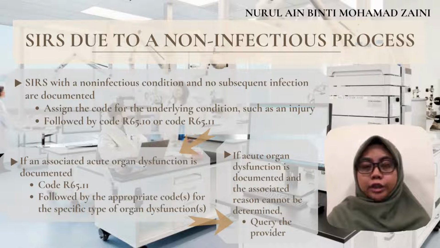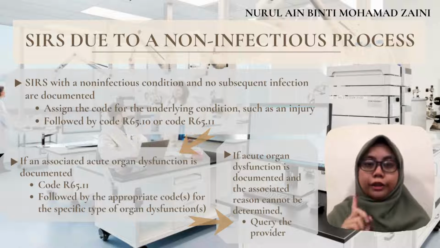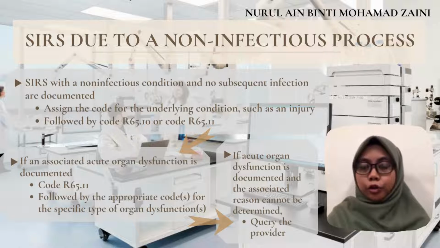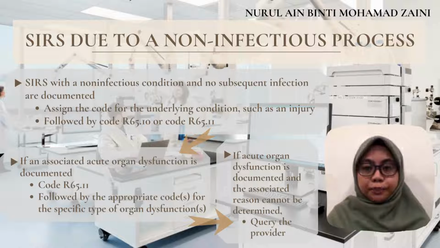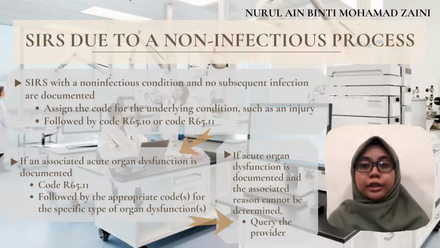If SIRS with a non-infectious condition and no subsequent infection is documented, first we need to assign the code for the underlying condition such as injury. Next, we follow with code R65.10, systemic inflammatory response syndrome of non-infectious origin without acute organ dysfunction, or code R65.11, systemic inflammatory response syndrome of non-infectious origin with acute organ dysfunction.